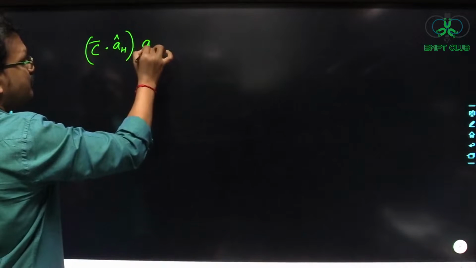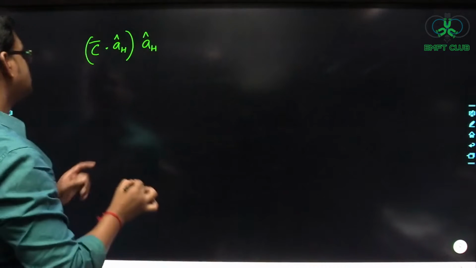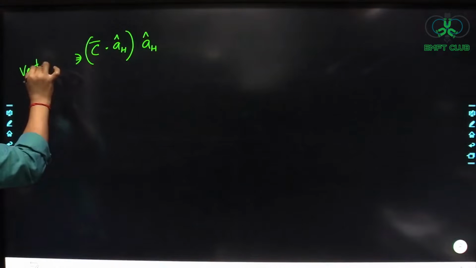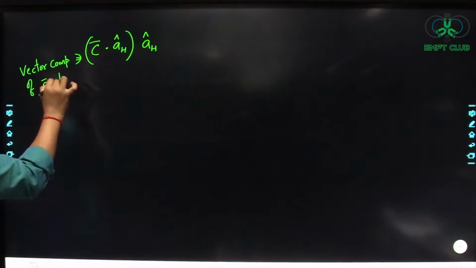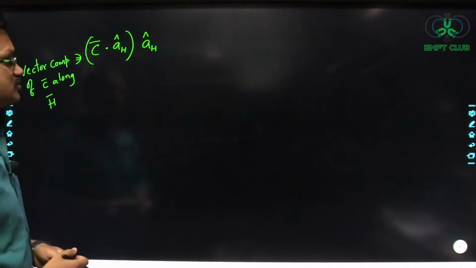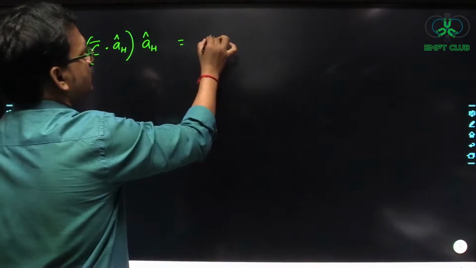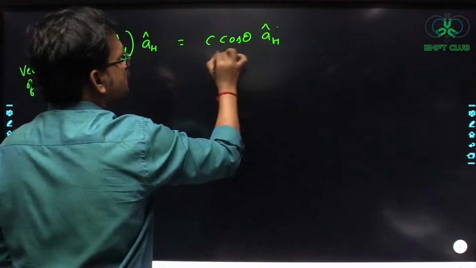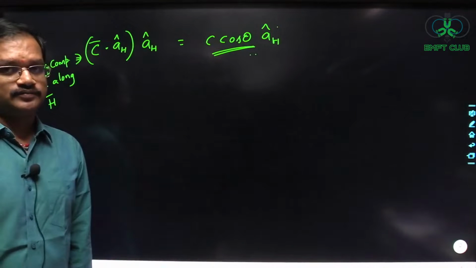So just multiply with what? Just multiply with the unit vector along horizontal direction. So this is going to give you the vector component of c bar along h bar, or I can say the horizontal axis. Understood? So what you are going to get is c into cos theta a h cap. So this is going to give you the vector component of c bar along horizontal direction.